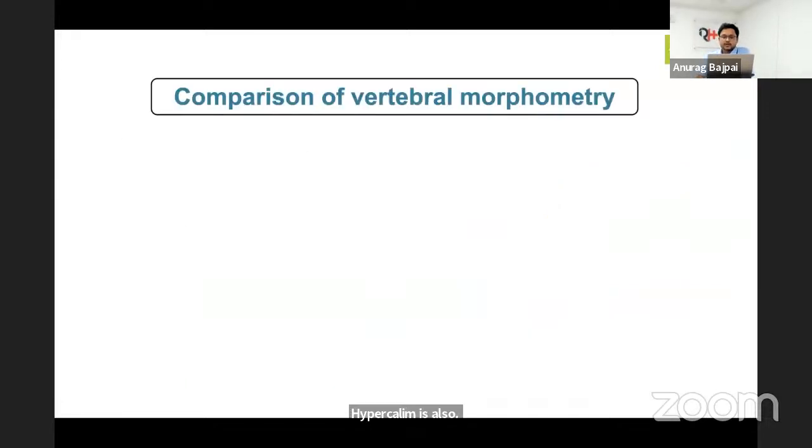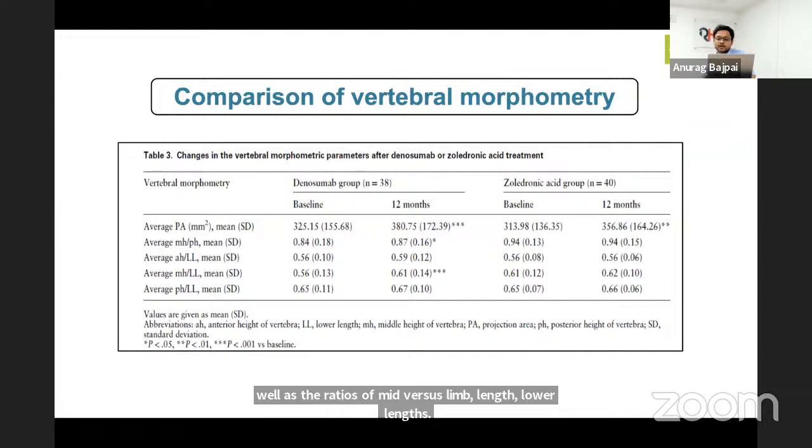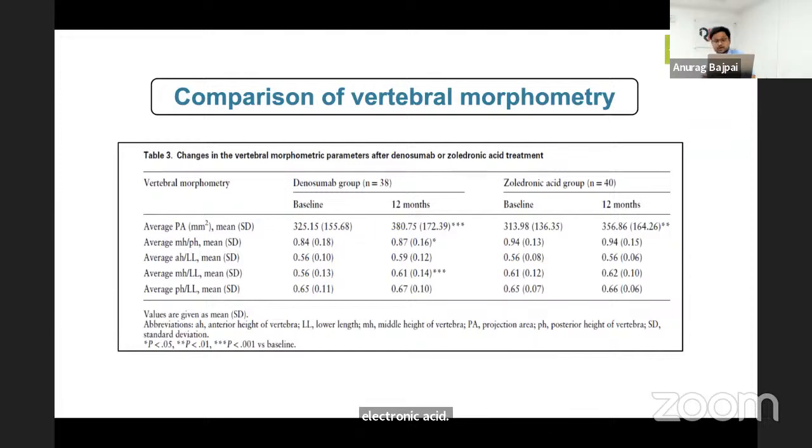Now, they also looked at vertebral morphometry, or the risk of spinal compression fracture, and they saw that the average projection area as well as the ratios of mid height versus limb length were improved in both the cases of denosumab and zoledronic acid, but significantly more improved in the denosumab group. But you have to tell us what is the meaning of this. What is the meaning of these values for a patient?